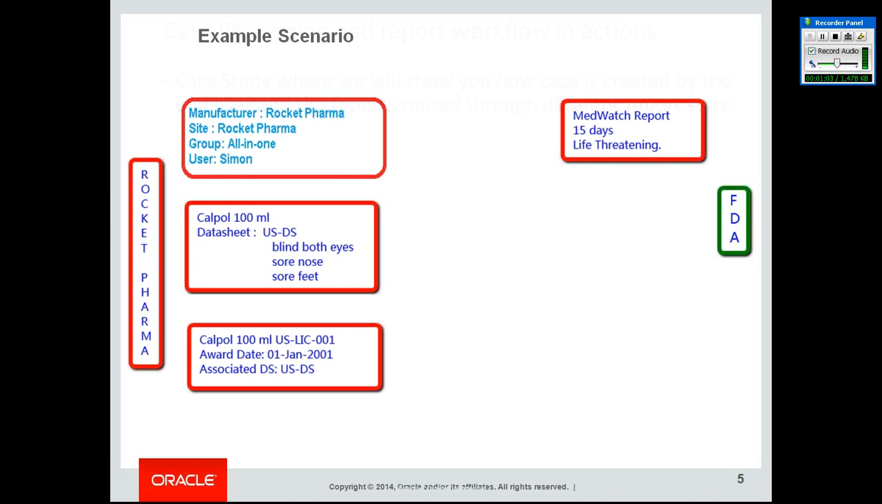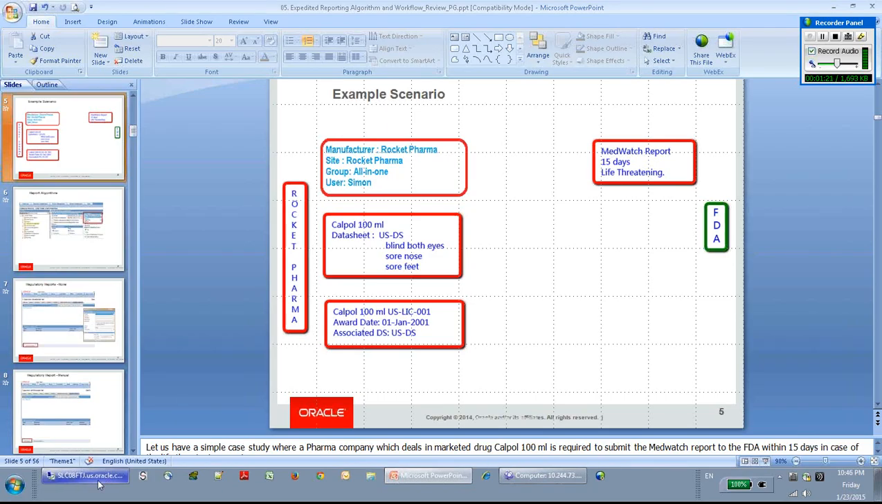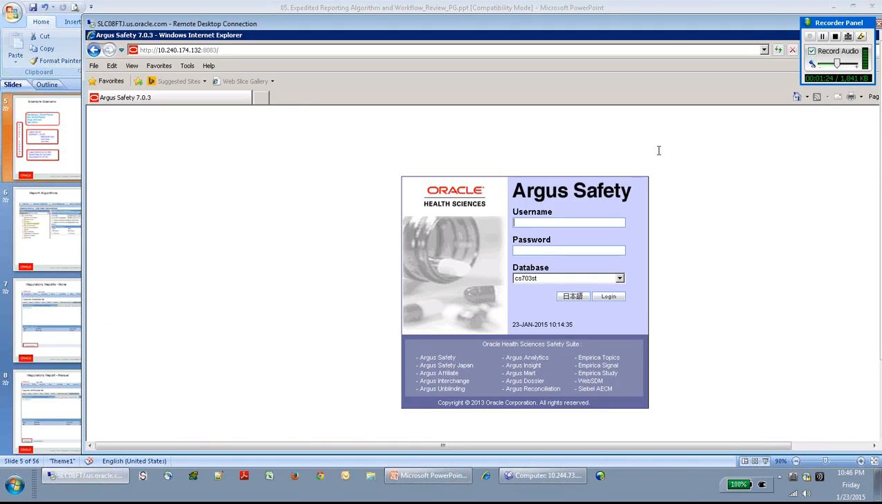You have to assume that you are the owner of a pharmaceutical company, and the name of the pharmaceutical company is Rocket Pharma. You see on the left-hand side, the first box, Rocket Pharma. So you are the manufacturer of a pharmaceutical company named Rocket Pharma. The first thing that we are going to do in the Argus application, let me log in.